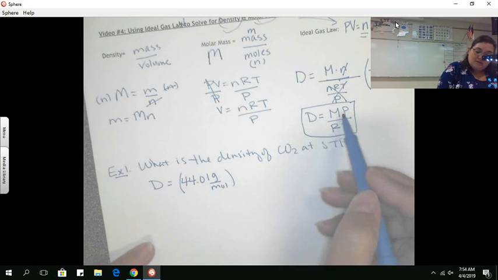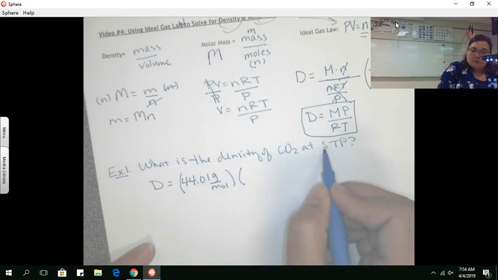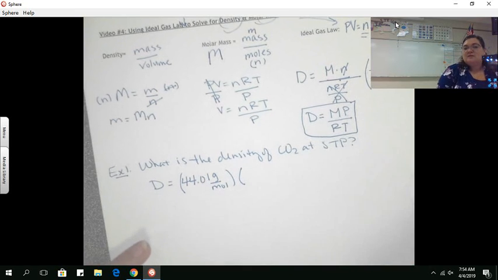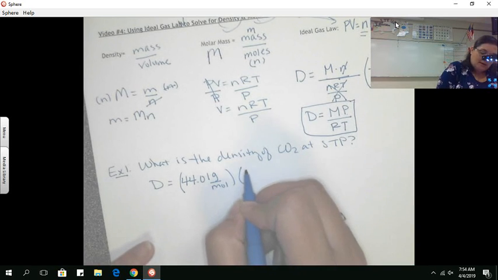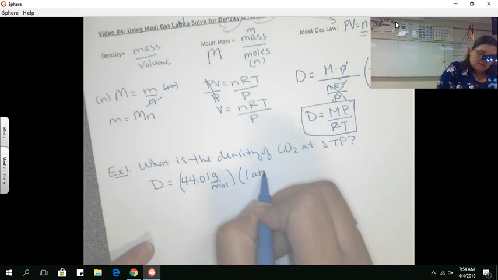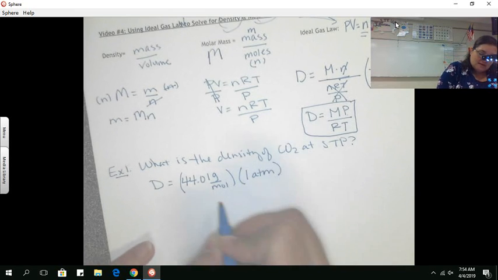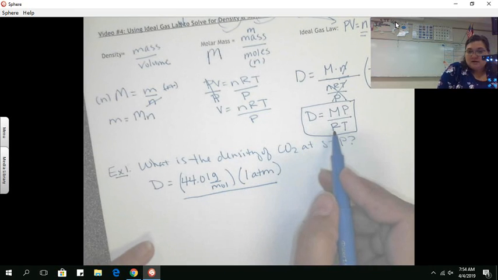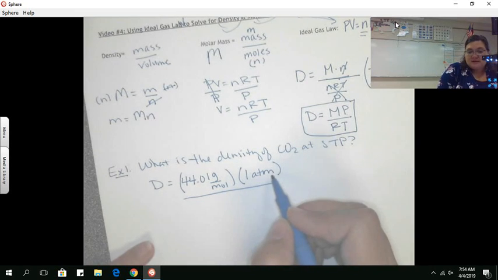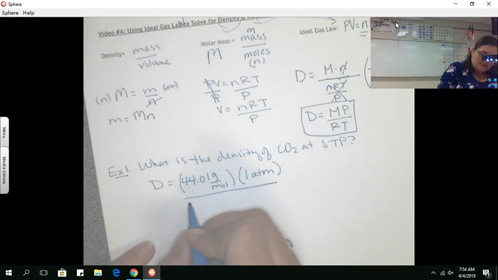Then we have to multiply that times our pressure. We're at STP, so that's standard temperature and pressure. It does not matter what unit of pressure you use. Use your favorite one. I'm going to use atm, so I think that one's easiest. So we get 1 atm over R. Now remember, your R has to match your unit of pressure. Again, that's found in your reference packet, your gas constant. And for atm, that's 0.0821.